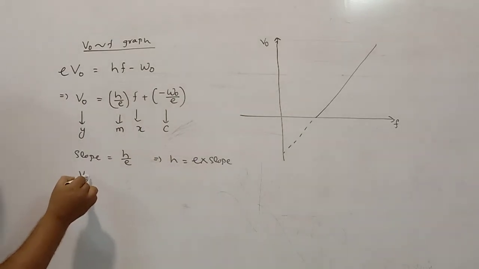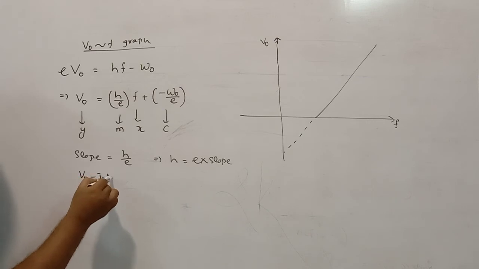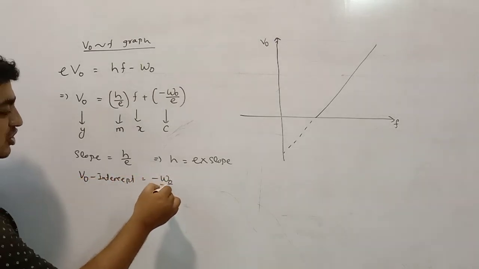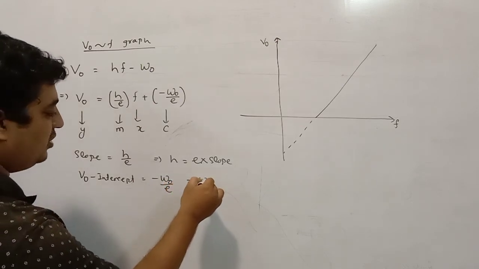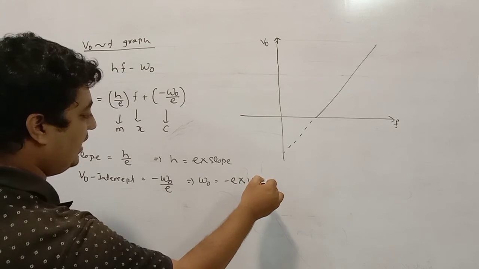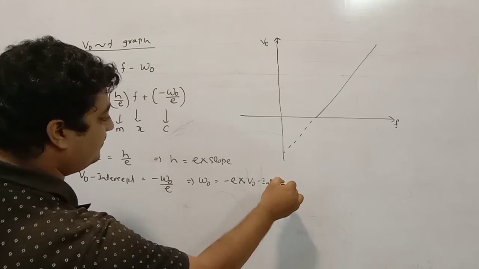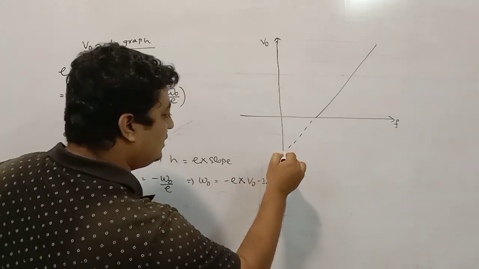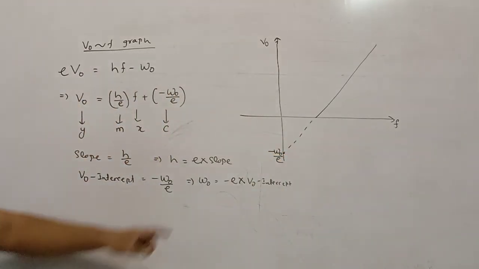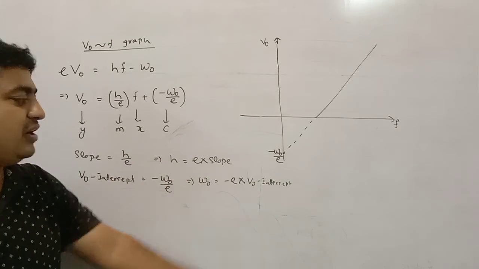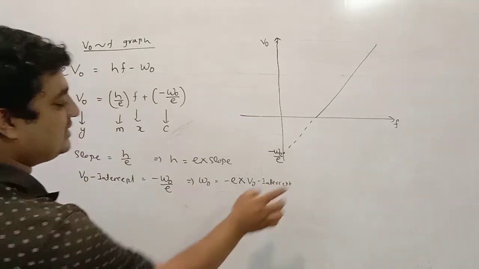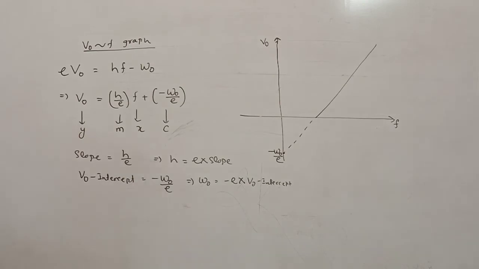Then, the V0 intercept is equal to minus W0 by e. So, W0 equals minus e times the V0 intercept. This point will be minus W0 by e. So, how can we obtain the work function from this graph? Work function equals minus e times the V0 intercept.